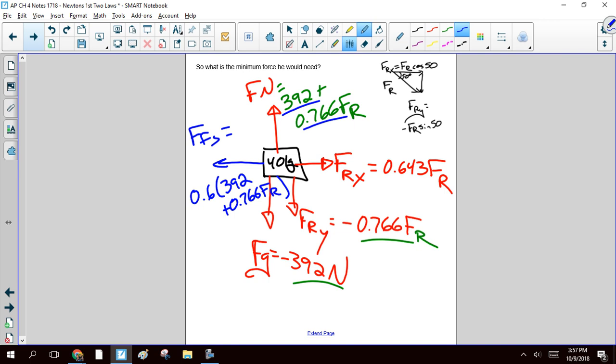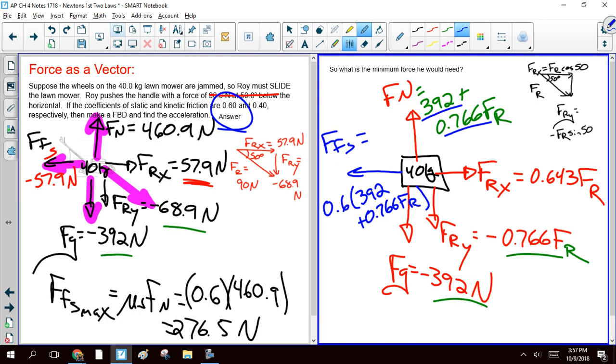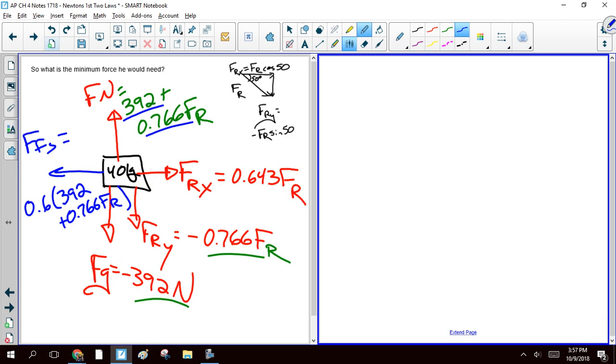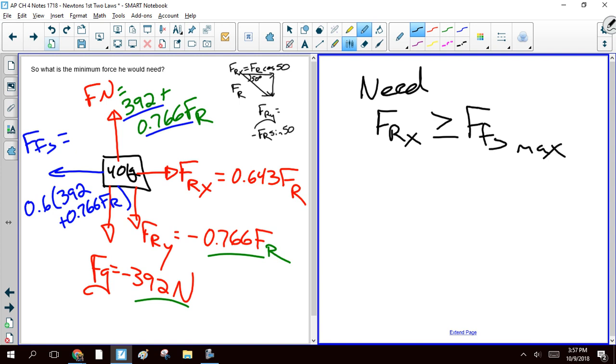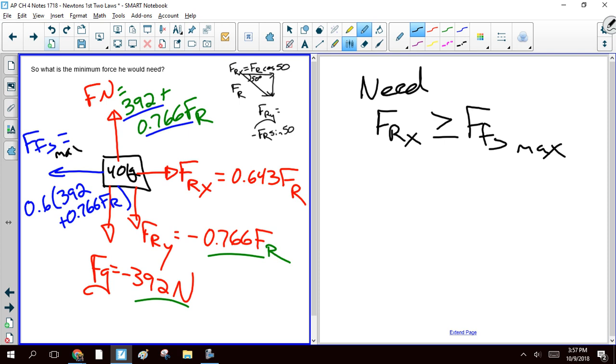All right, so in order to get this thing to move, here's what we need. We need our net force greater than 0. In simple words, we need Roy's horizontal force to be bigger than or equal to our force of static friction max. I realized I probably could have put max over here, right? Since that's really what we're doing. We've got to overcome the maximum force of static friction.